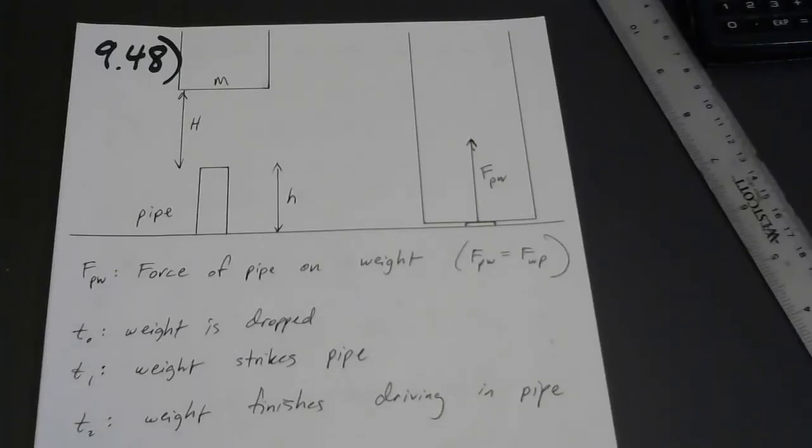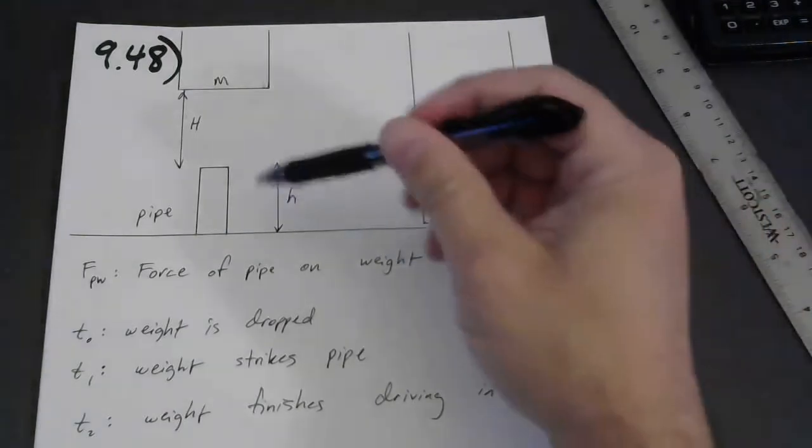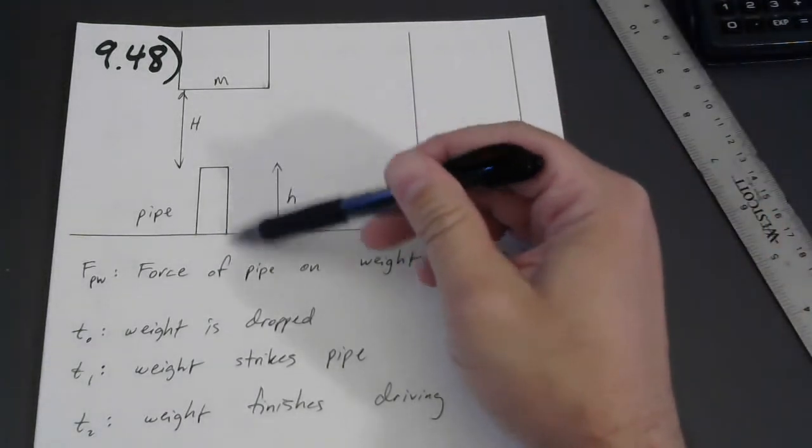This video contains only one solution. This is the solution to problem number 48 from chapter 9. A couple of you had asked about this in email. In this problem, there's a pipe that needs to be driven into the ground.